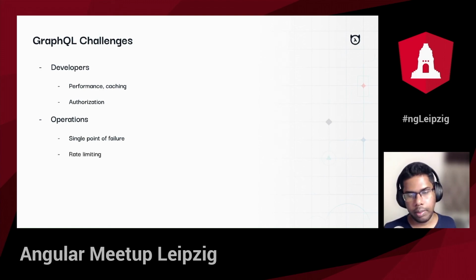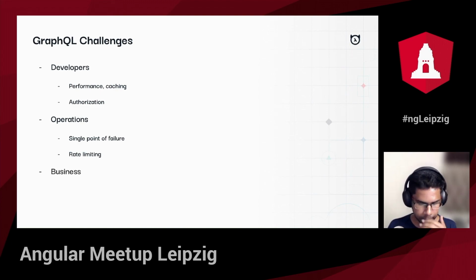And how do you do rate limiting? Previously, you could limit based on the endpoint. With REST APIs, your app will have 10 different endpoints, so you will be able to do rate limiting based on a particular GET request or POST request. With GraphQL, it's again a single endpoint, which becomes a problem for doing rate limiting easily.